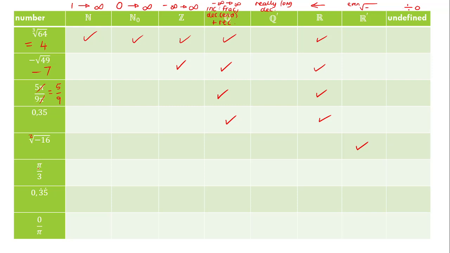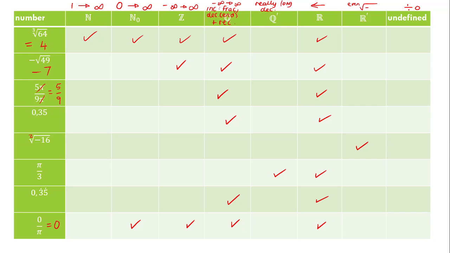There's no way for us to get rid of this pi, so that's going to be irrational and real. Here's your two recurring dots, rational and real. And then 0 divided by pi, this is 0. So it's going to be whole, integer, rational, and real.